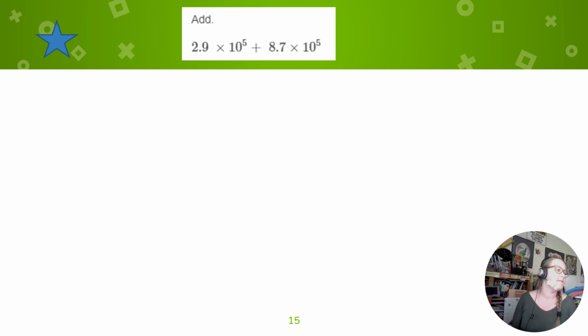All right, guys. Let me grab my pen. And first, I need to fix this expression because it's wrong. It's missing its parentheses. Now we can tackle this one. We need to add these scientific notations. And what is the first step? If you said distributive property, you're wrong. We need to make sure that it has the same exponent first. 5 and 5. All right, now if you said distributive property, we're good. That's what we do first.